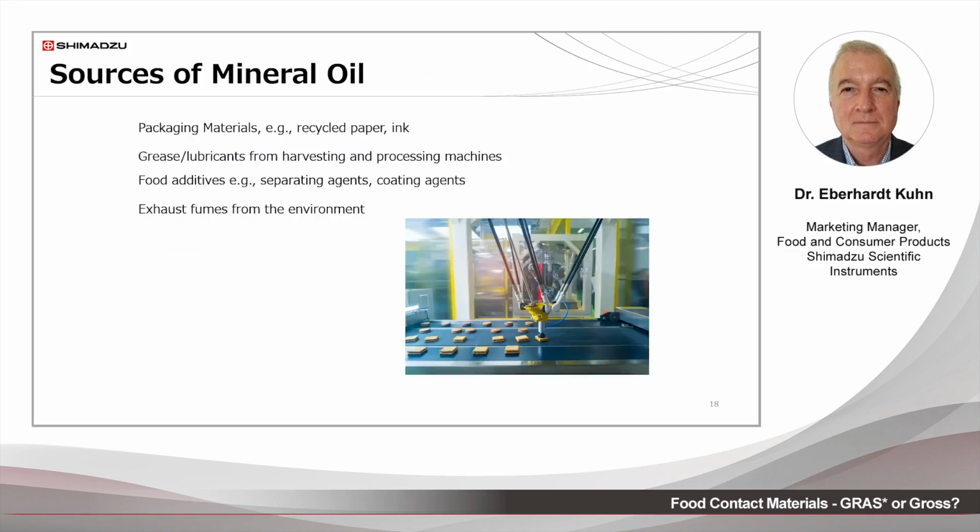Where are these mineral oils coming from? Well, there are multiple sources. They can come from the packaging material, which includes recycled paper and some of the ink that's used on labeling the foods. But also, anytime there is a machine involved in processing the food, like the one shown here in the picture, or a harvesting machine, so anything that requires a grease or lubricant to function. Food additives such as separating agents, coating agents, and things of that nature. And also, let's not forget that the environment contributes to the food contamination as well. So exhaust fumes from cars can also be a source of mineral oils.